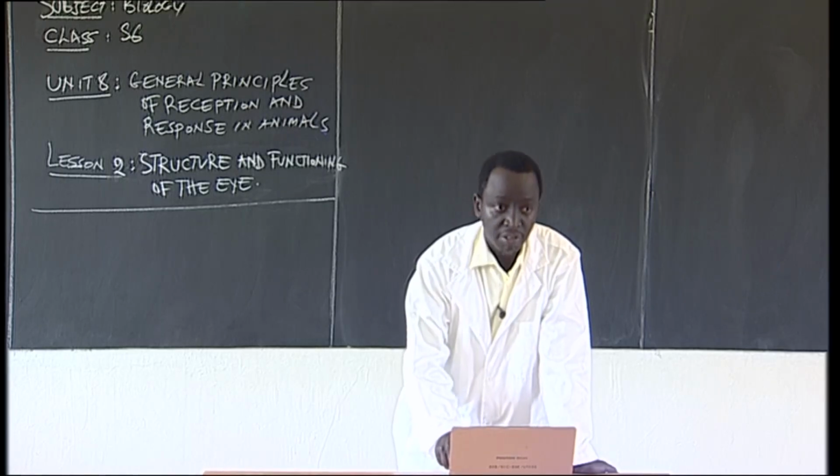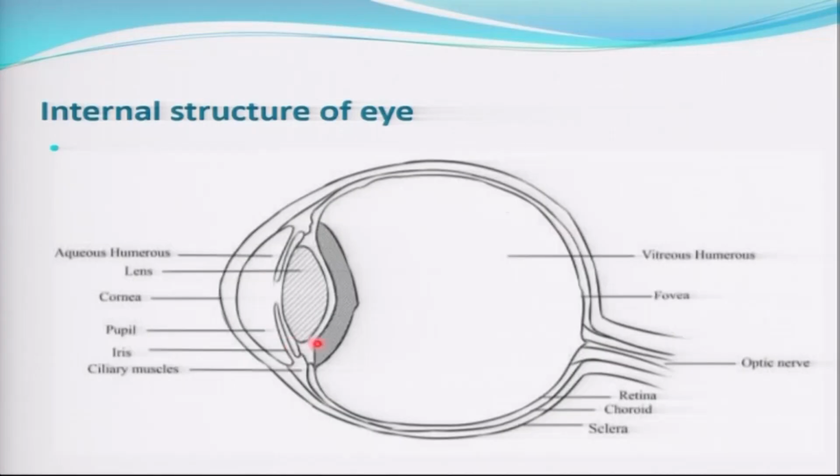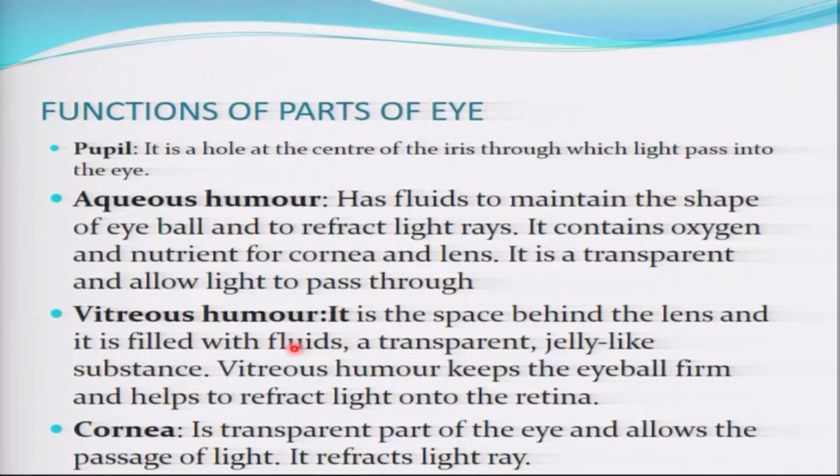You can see where the iris is located. It is here. And then we have what you call the pupil. It is a hole on the center. It is a small black structure found in the center of the iris. Because the iris is this big, dark, but inside we find another small one.